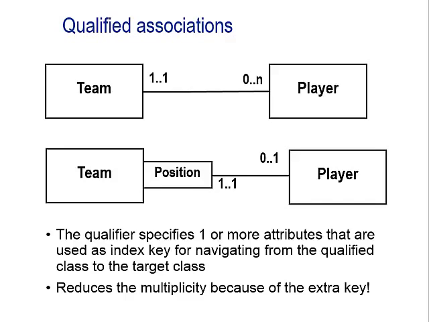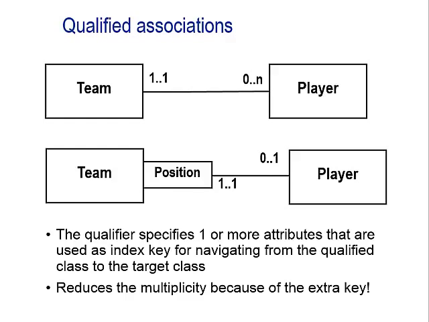Associations can be further annotated by means of qualifiers. A qualifier can be thought of as an index key. It allows us to navigate from one class to another using a particular index key. So here you can see an example.